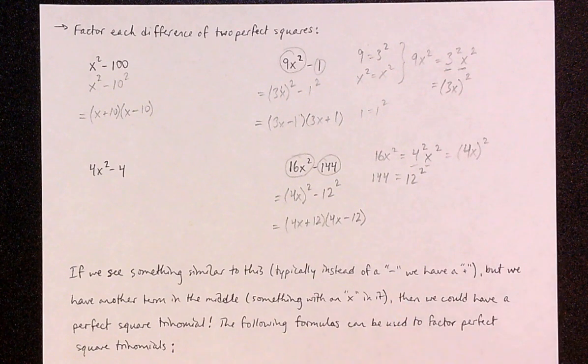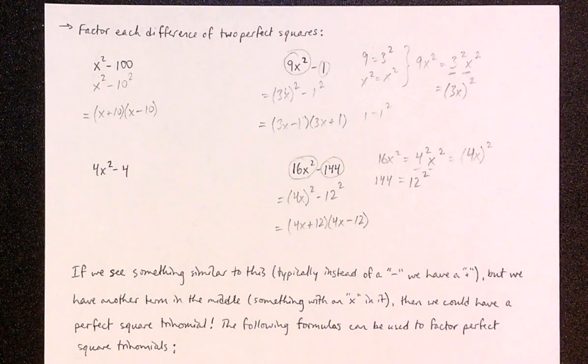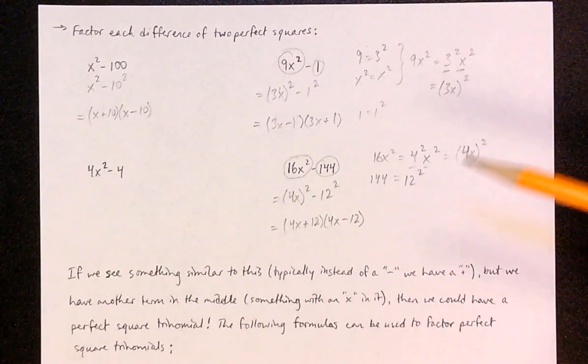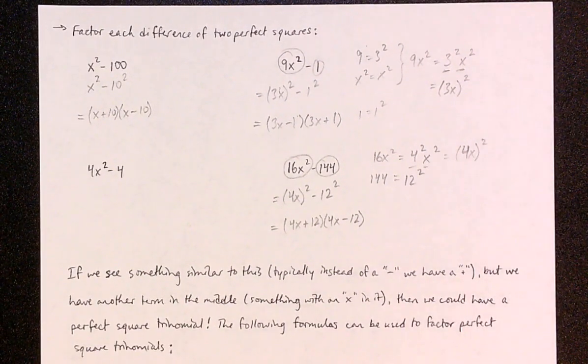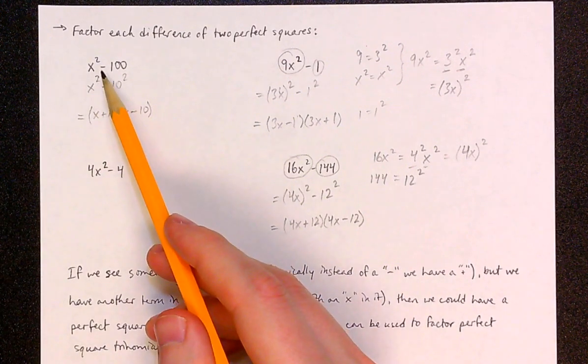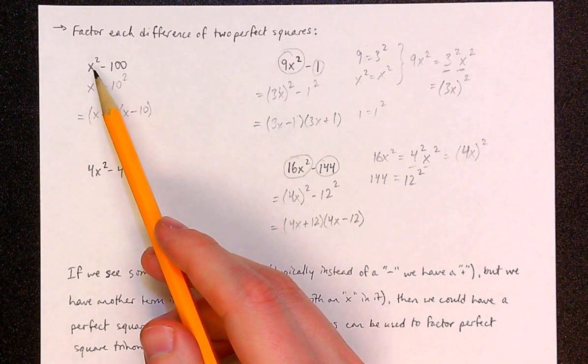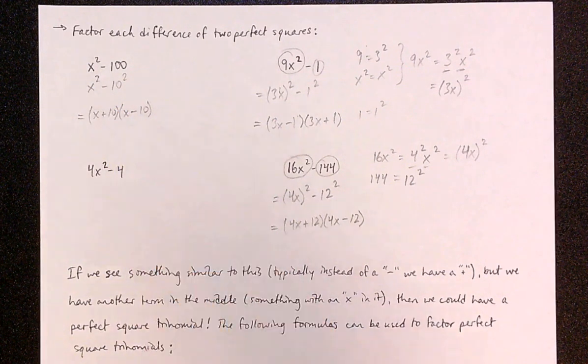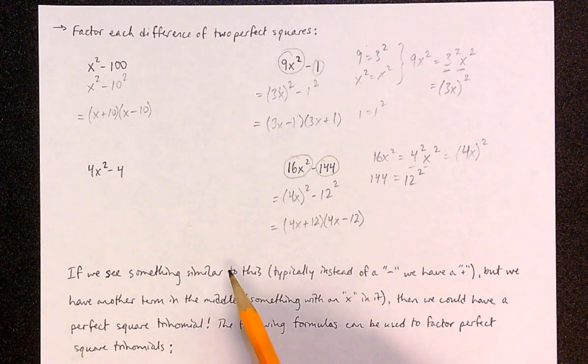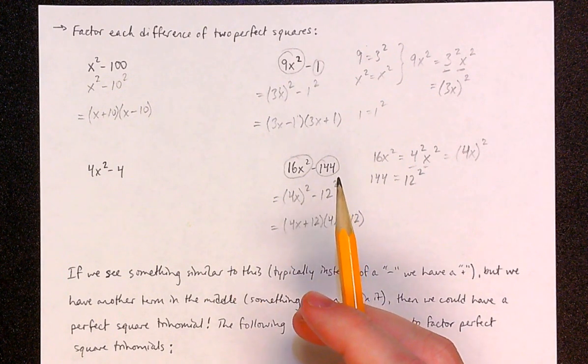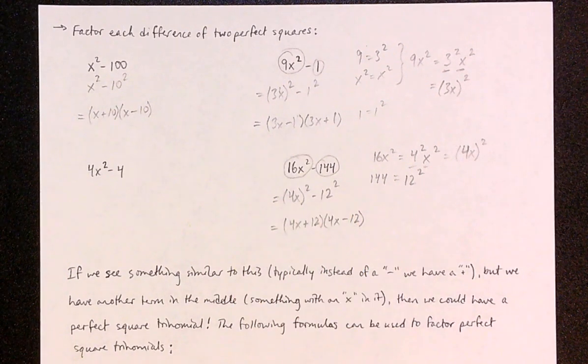Now, again, a key visual clue that we can use this formula is that there's only two terms, and we are taking the difference of those two terms. That is the key thing that's really happening here. That's what tells us we can use the difference of two perfect squares formula.